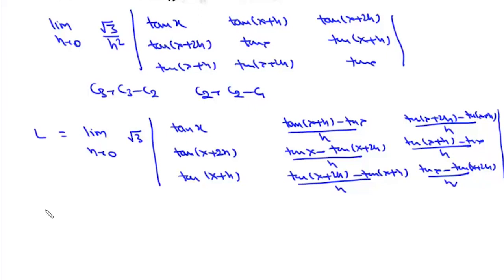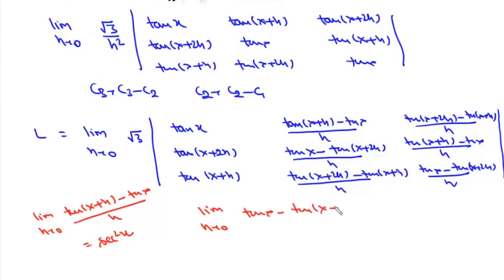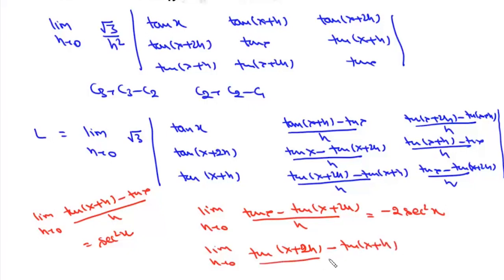Now if you look at these limits, now this limit h tends to 0, tan x plus h minus tan x upon h. This is 0 upon 0 form. If we differentiate this, we'll get this as secant square x. And the second limit, limit h tends to 0, tan x minus tan x plus 2h upon h, which again is 0 upon 0 form. If we differentiate this, we'll get this as minus 2 secant square x. And finally, this third one, limit h tends to 0, tan x plus 2h minus tan x plus h upon h. And we differentiate and put h as 0, we'll get this as secant square x.